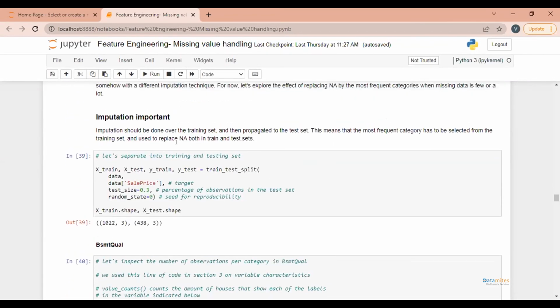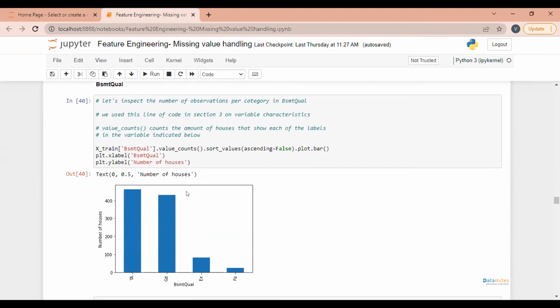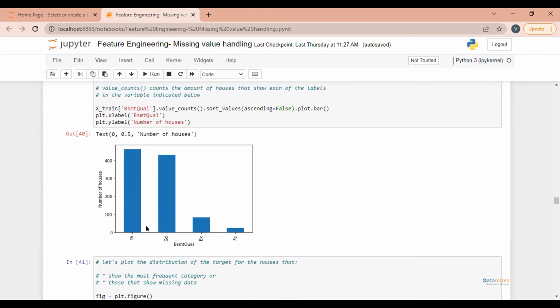For imputation, we have first separated the data into training and testing. We will observe the bar plot for basement quality, and we will understand which is the mode for it. So naturally, TA is the mode for the basement quality feature. The occurrence is maximum in this case. So this is the mode.